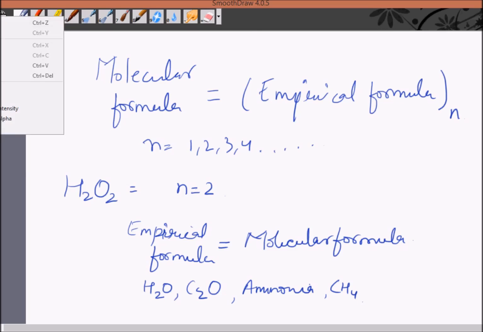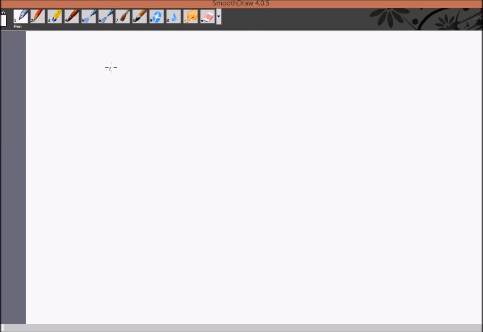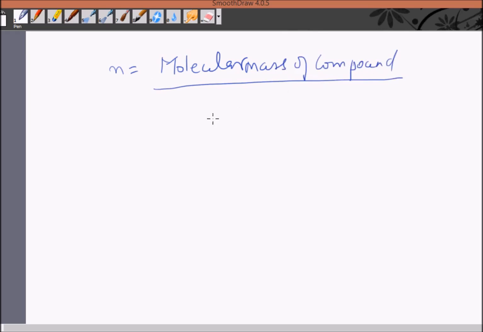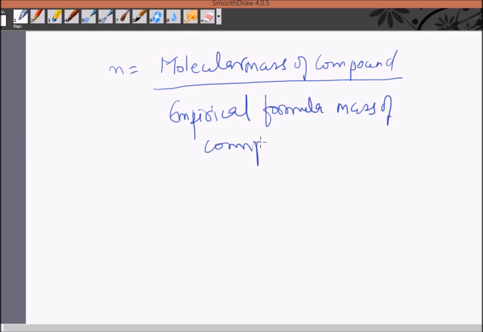And friends, if you want to find the value of n, how do you do this? You just have to do some basic mathematics. We just have molecular mass of compound upon empirical formula mass of the compound.